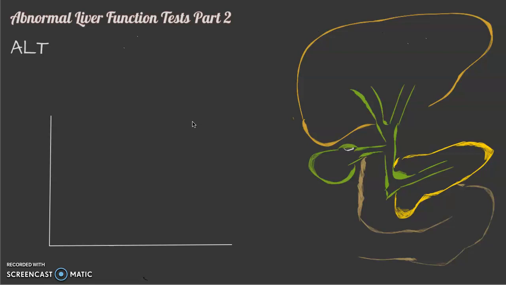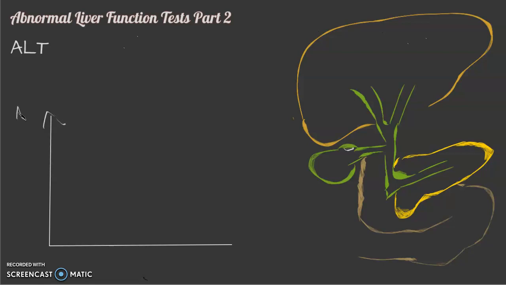Okay, welcome to part 2 of abnormal liver function tests. So we're going to be concentrating a little bit on ALT, because a lot of the time what happens is somebody just has a routine blood test and they don't really have any symptoms or any complaints regarding the liver area, but they happen to have a mildly raised ALT, and so we have to decide what to do about that.